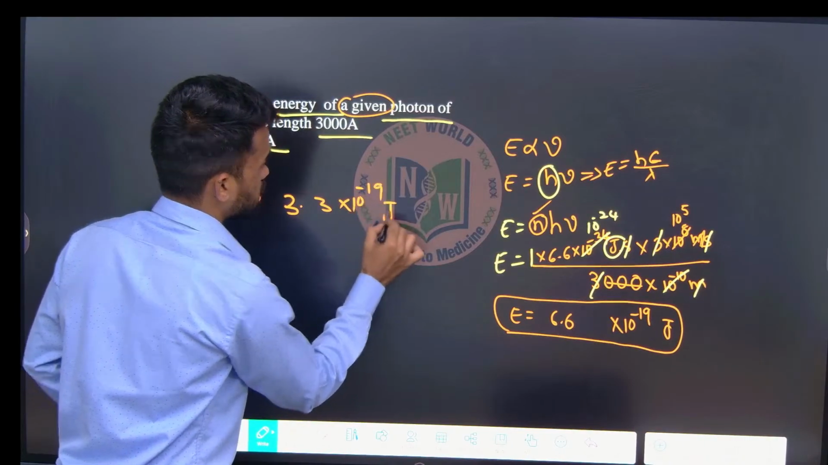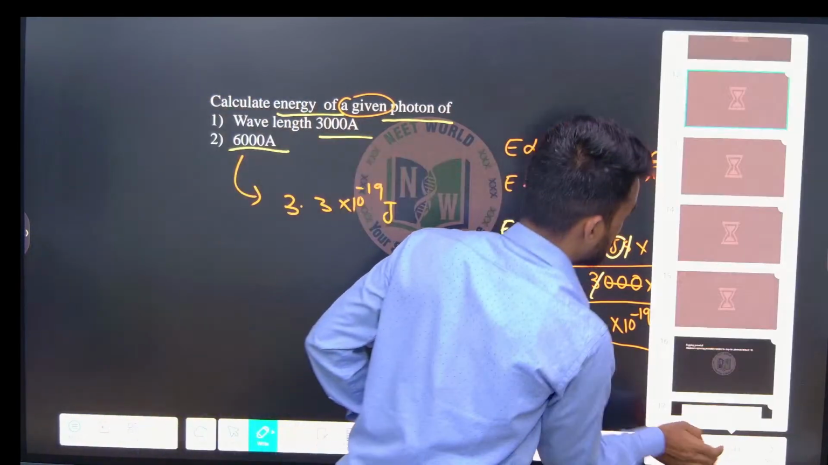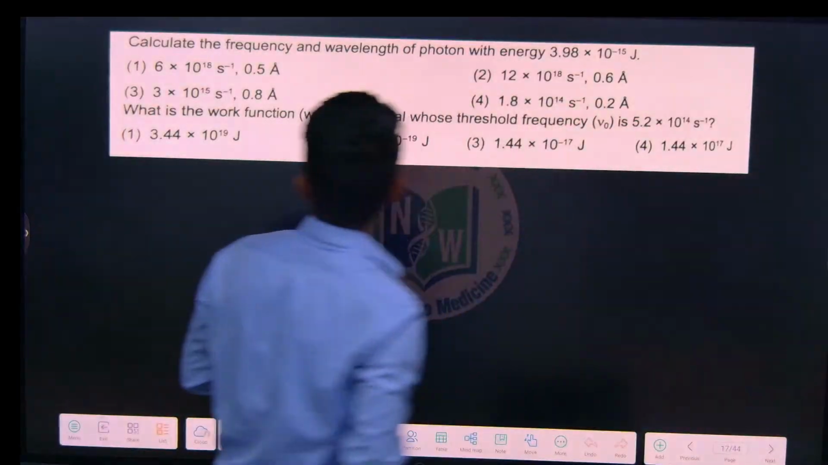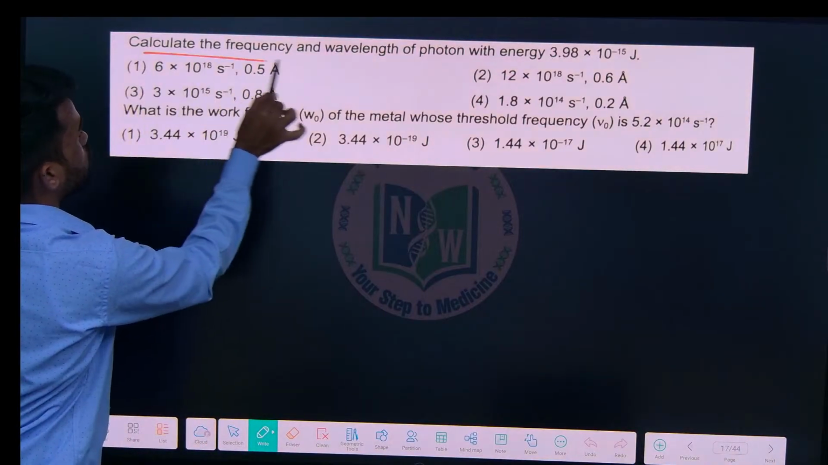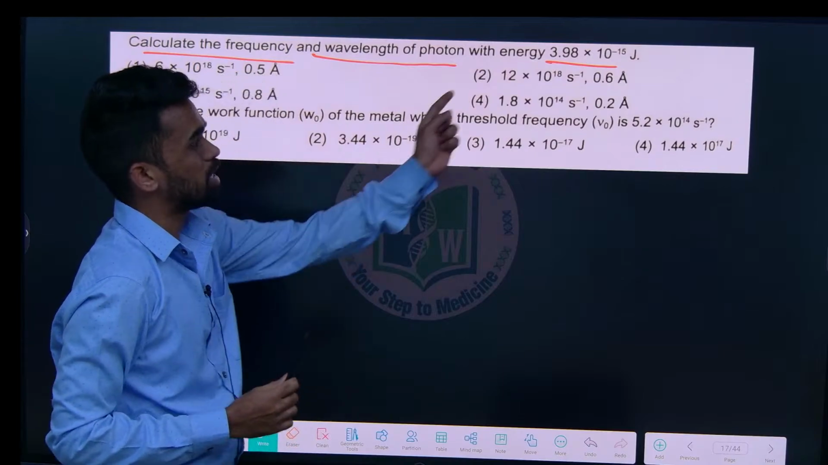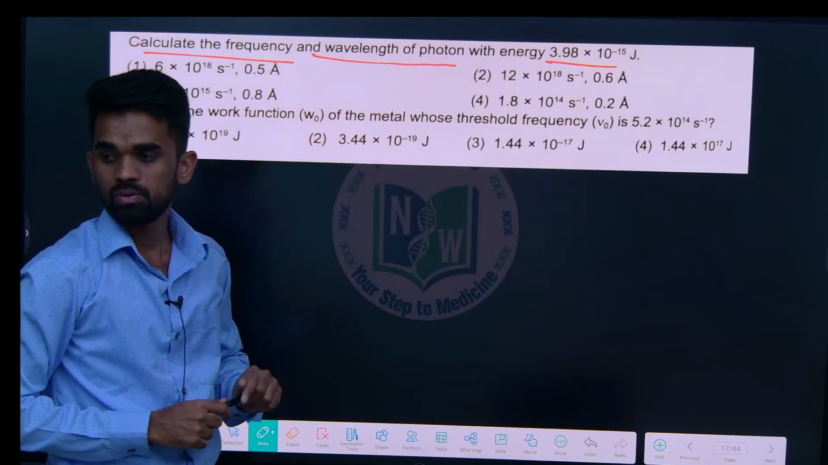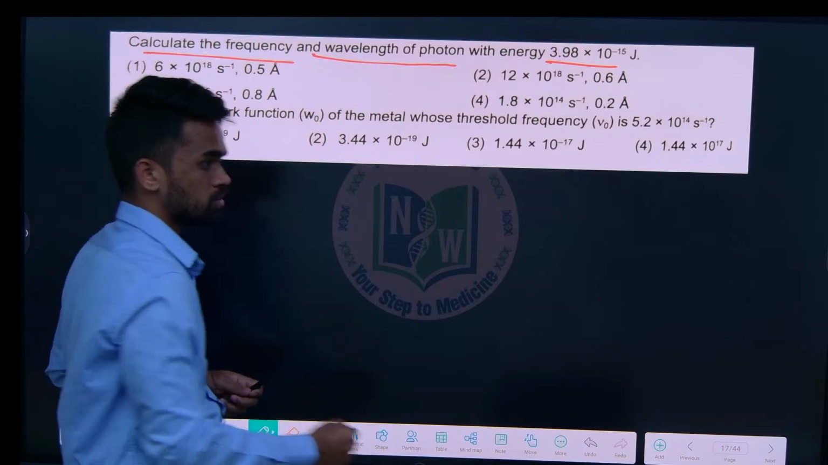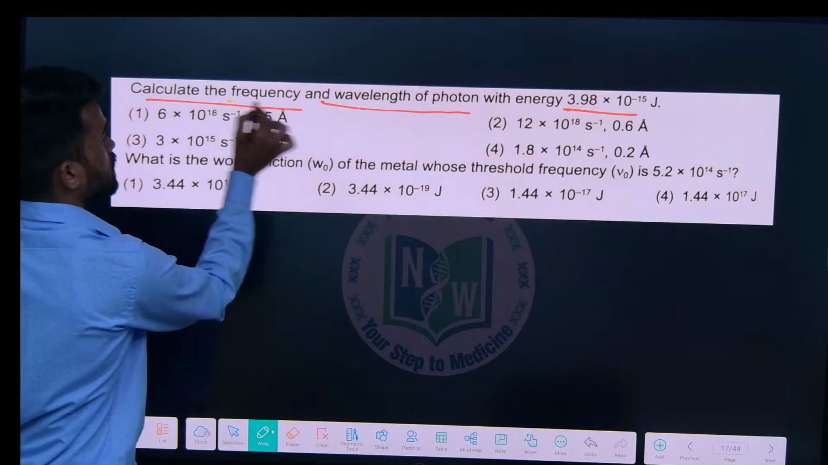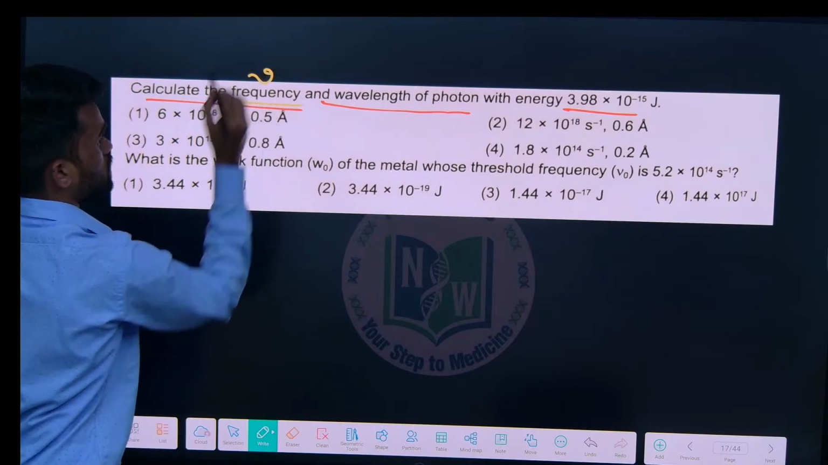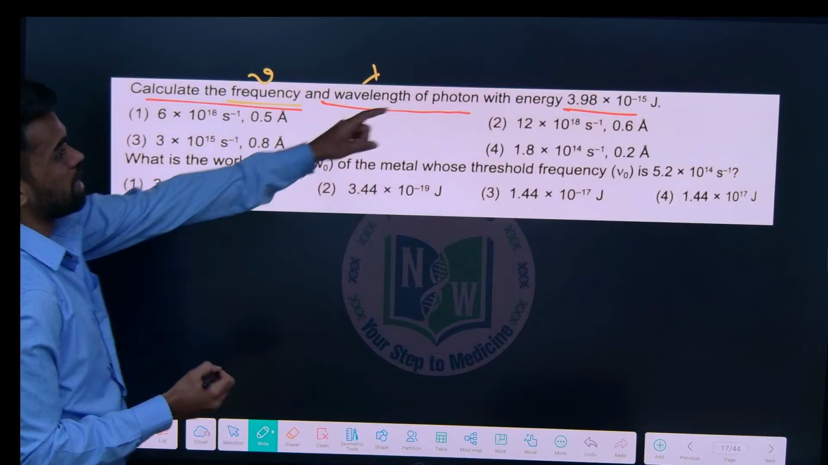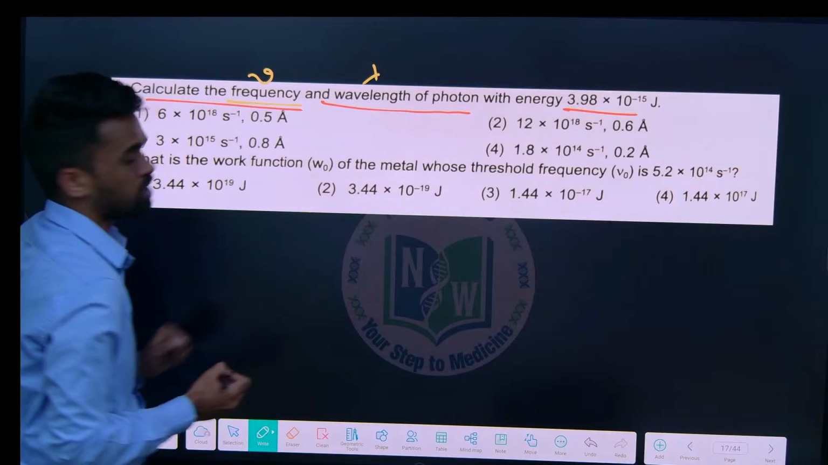This is very basic. You got it, I hope. The next one, let's move a little deeper. Look at this. What they are asking: calculate the frequency and wavelength of a photon with energy 3.98 into 10 power minus 15 joules. What to do here, tell me? Frequency, h nu. Let us indicate frequency with nu and wavelength with lambda. Now they are giving the energy, and we need to find the frequency with respect to it.